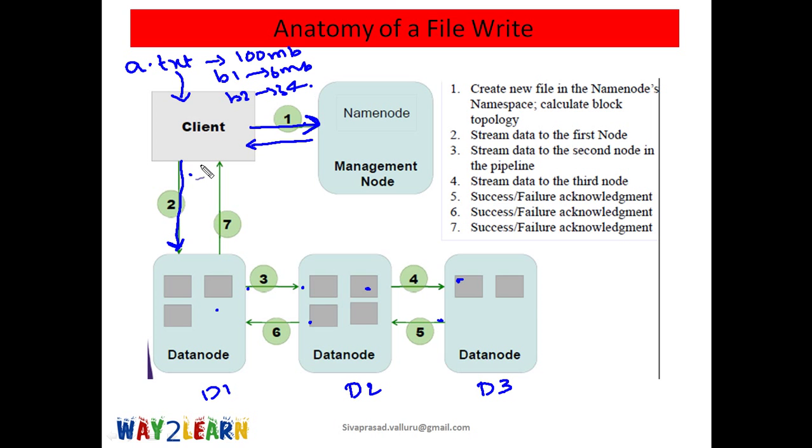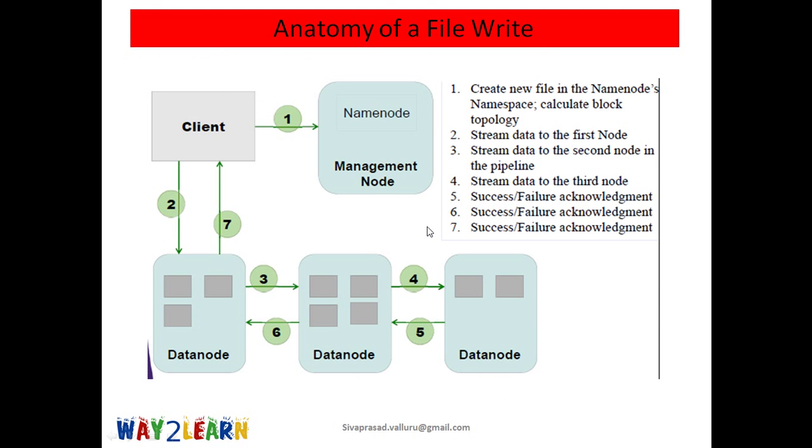So remember one thing, if the replication factor is 3, client will not write the same block to 3 nodes. Client will actually write a block to the first data node only. Then that data node will take care to replicate the block into another data node, then this will take care to replicate the data to another data node. That's how it works. Okay, keep this in mind.